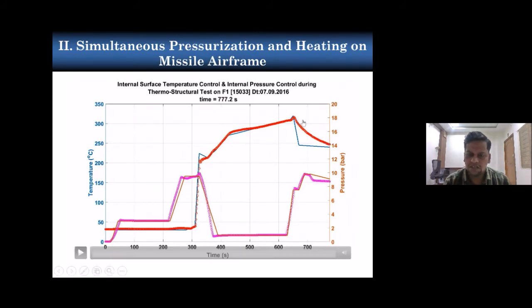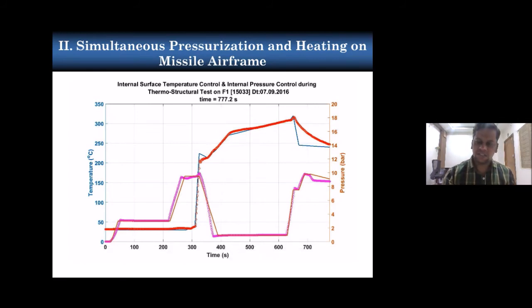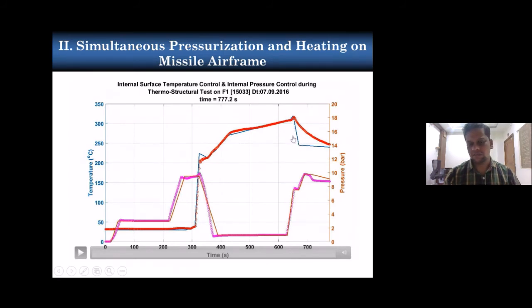So this portion is mainly due to the natural cooling of the section. We cannot maintain this. This can be achieved in flight due to the movement of the missile. But here it is in static condition, so I cannot achieve a perfect match of the profile. Heating is perfectly maintained.